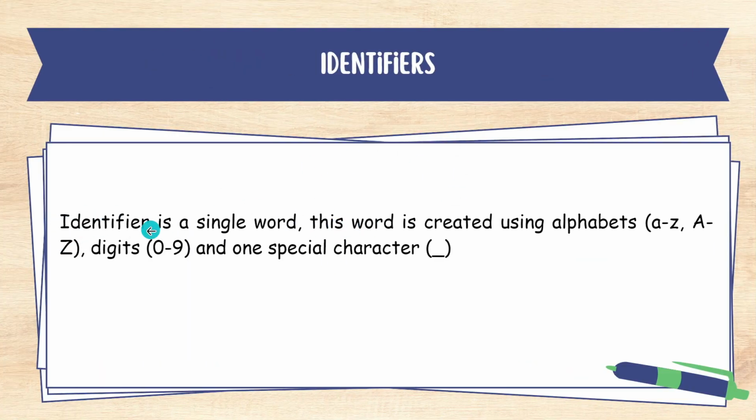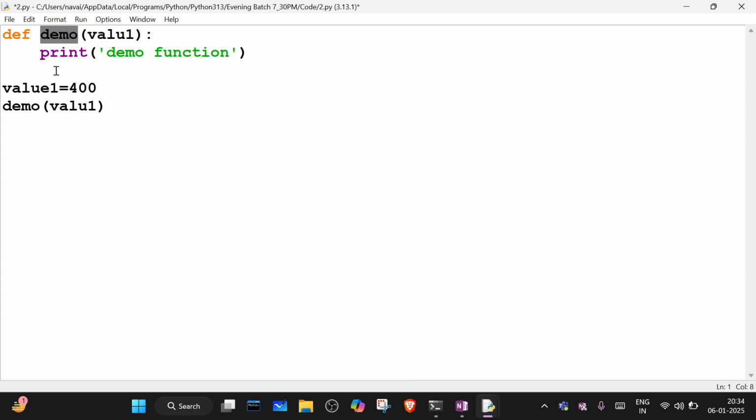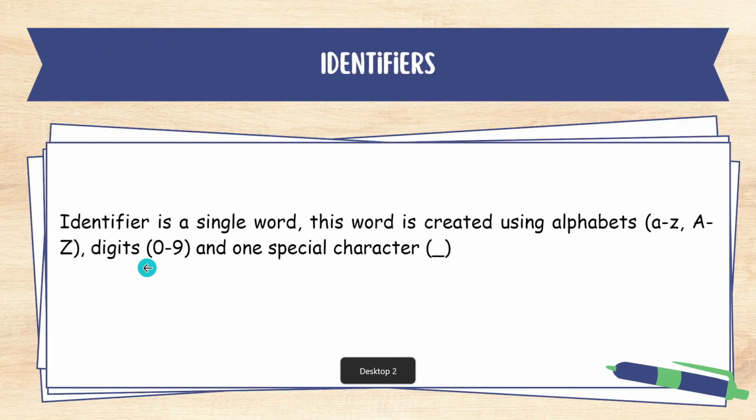Okay, so an identifier is a single word. This word is created using alphabets. So we can create the identifier name using a combination of alphabets, small a to z, capital A to Z, right? And we can use digits as well, as I used here the digit 2, a combination of number and alphabets. We can also use the underscore character, a special character as well.